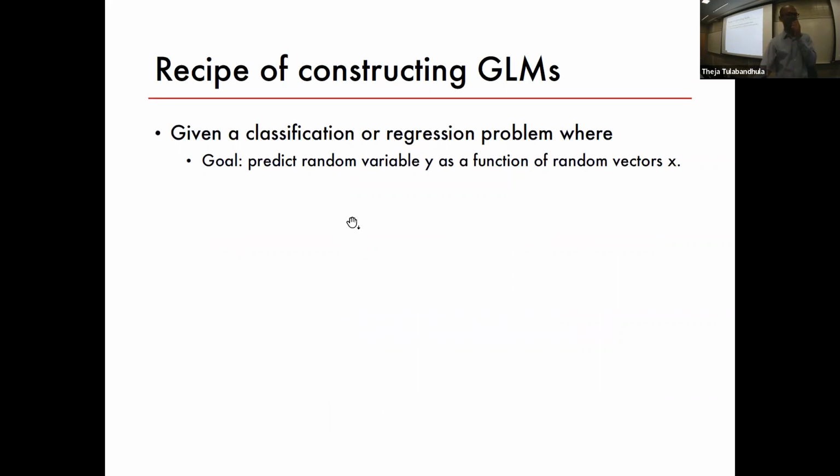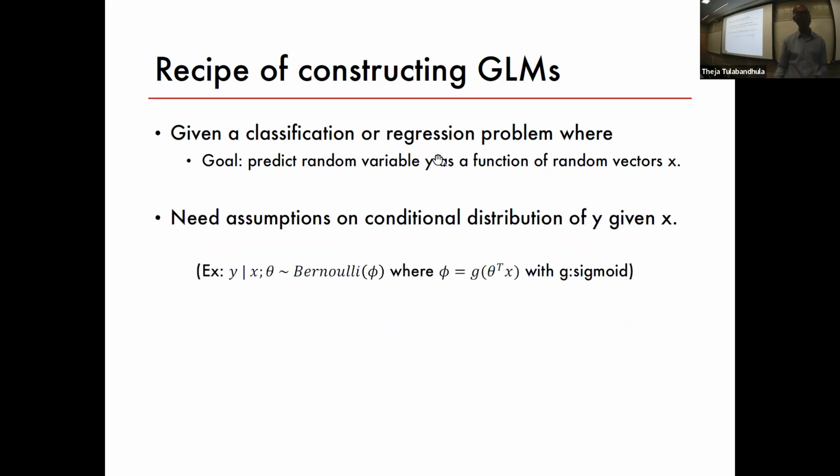So let's say you have been given a regression or a classification problem, which means that we want to predict y as a function of x. We are going to make 3 assumptions. This example is already showing in the logistic regression case, we made the assumption that y given x is Bernoulli, where the Bernoulli bias is g of theta transpose x.